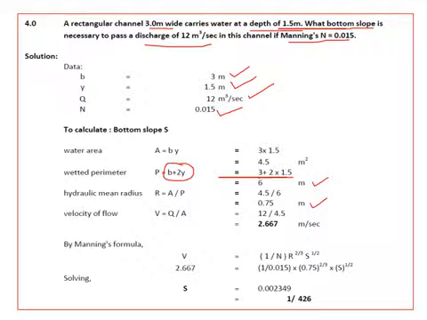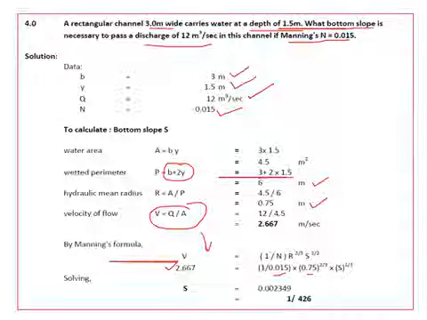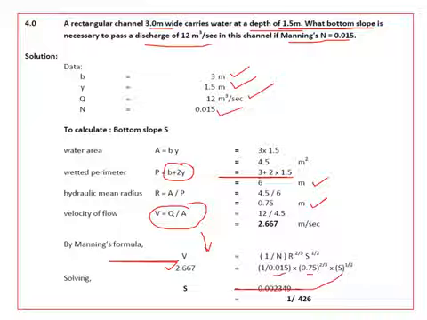So velocity of flow, because discharge is known and area is calculated, the discharge divided by area gives the velocity. So therefore we can make use of this equation: v is equal to 1 by n, r to the power of 2 by 3, s to the power of half. So knowing the velocity, knowing n and r, we can calculate the bed slope. So that gives 0.002349. You can make it as 1 in something, like 1 is to 426. When you divide 1 by 426, this becomes 0.002349. So you bring it to the denominator and write it: the bed slope is 1 is to 426.